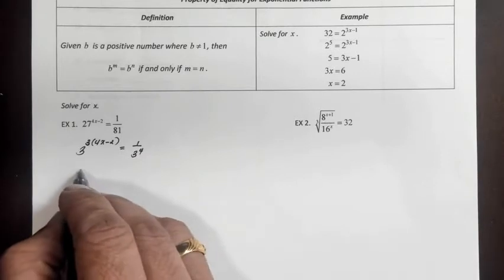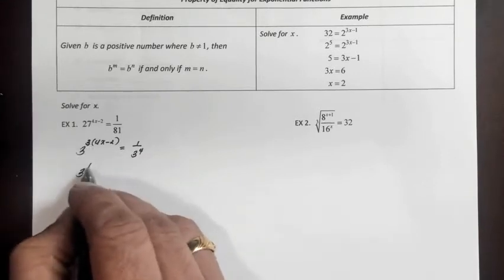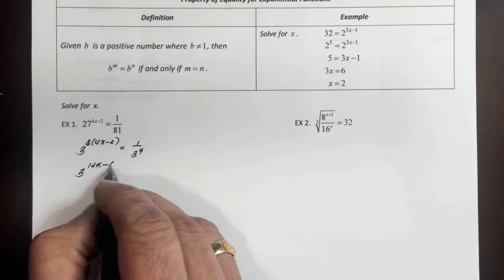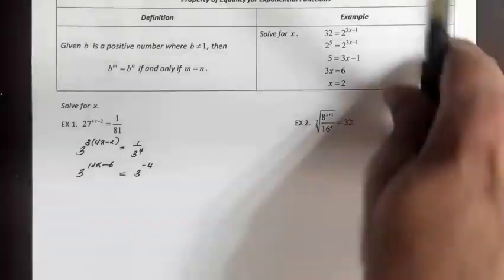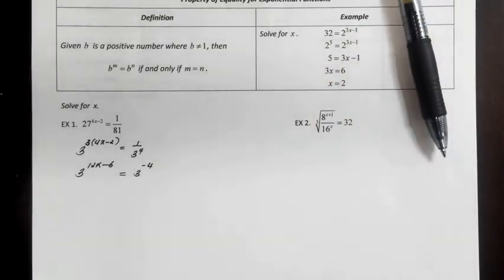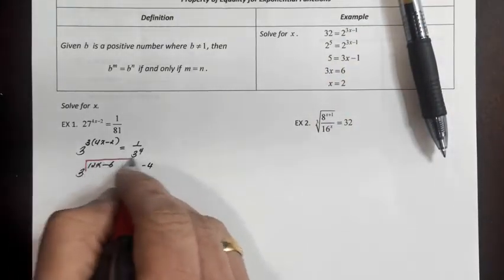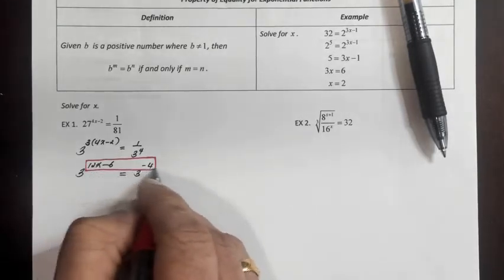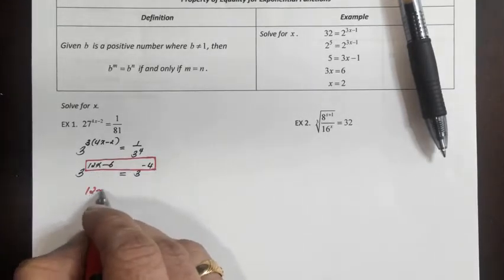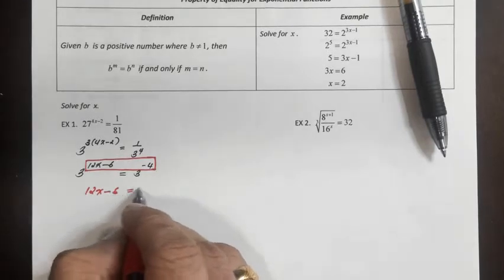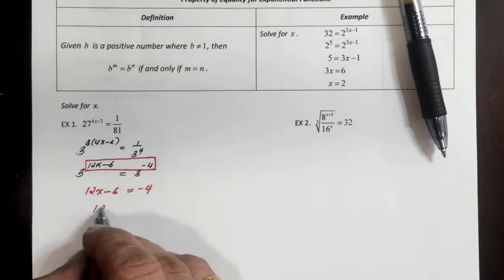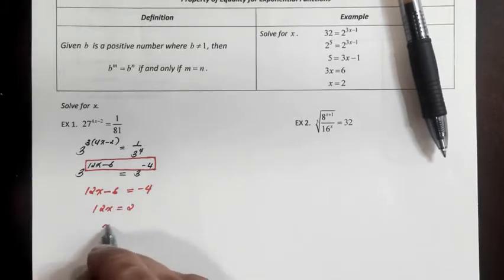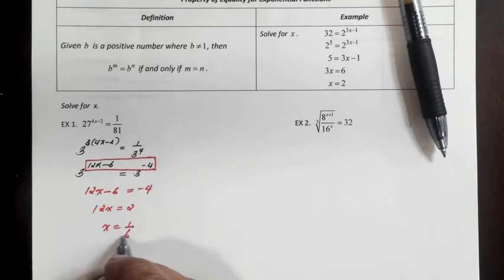So now let's make this 3 times 4, 12x, 3 times 2, 6, minus 6 actually, equal to 3 to the power of negative 4. Since the bases are the same, we can make the exponents equal. 12x minus 6 is equal to negative 4, and just do the math. 12x is equal to 2, so x is equal to 1/6. 2 over 12 is 1/6.